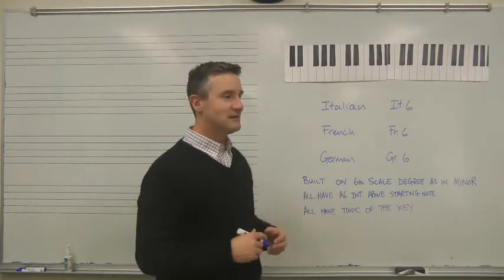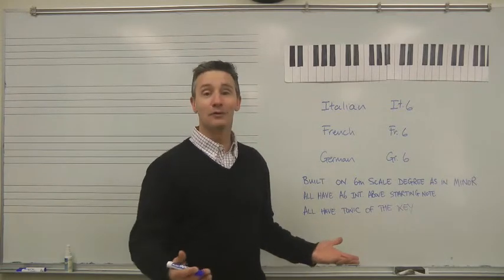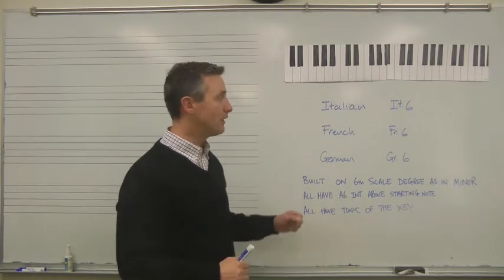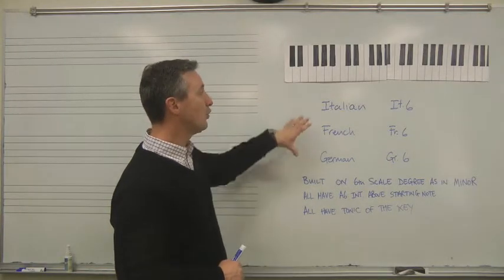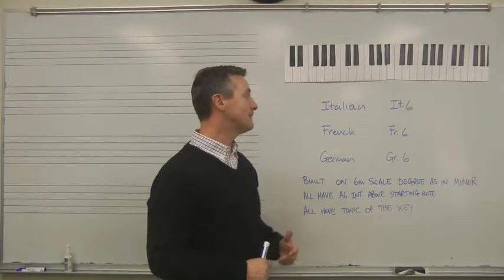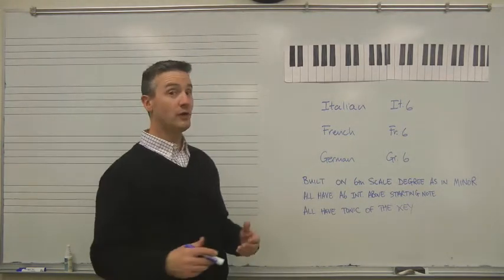Well, they have these geographic names that really don't mean anything other than that they are a label for the particular type of chord. So there's an Italian sixth, a French sixth, and a German sixth. These are generally called the Italian augmented sixth chord, the French augmented sixth chord, the German augmented sixth chord. And so what do we even mean by that?